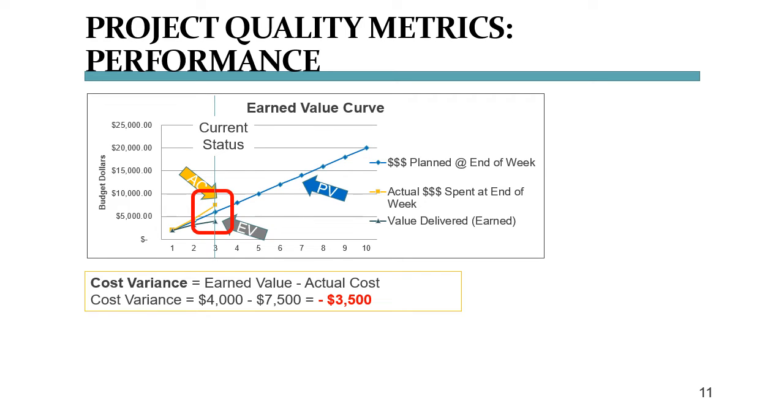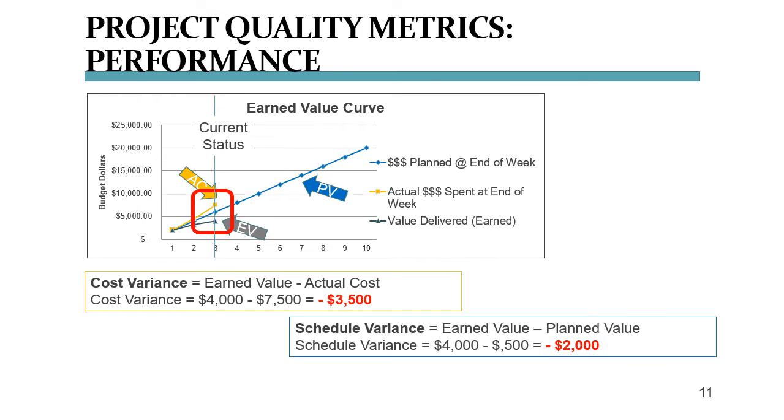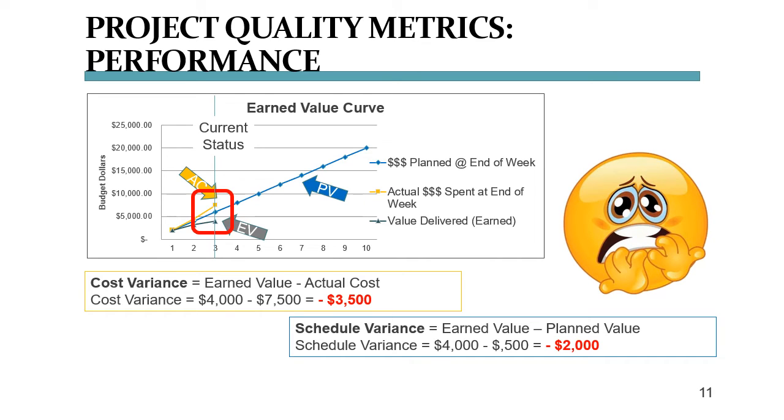So that is $4,000 minus $7,500. This comes out to a negative $3,500, which means we have a $3,500 size hole in our budget right now, or we are over budget by $3,500. The schedule variance is the difference between the earned value and the planned value, so between the gray line and the blue line at week 3. So that is $4,000 minus $6,000, which comes out to a negative $2,000. So we are $2,000 behind in labor. Oh man, this is not looking good.